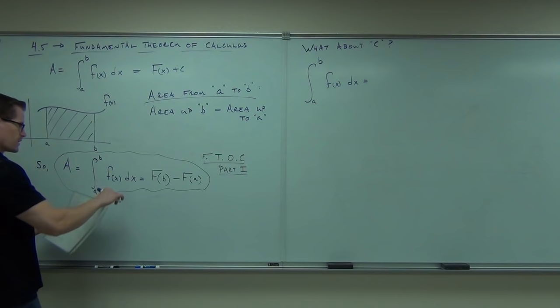Otherwise, I'd probably write it as 2 cosine 2x dx. That's the appropriate way to write that. Just don't lose the 2. It's a chain rule. You have to have the derivative of 2x somewhere. The derivative of 2x is the 2. Move it out in front of your cosine.